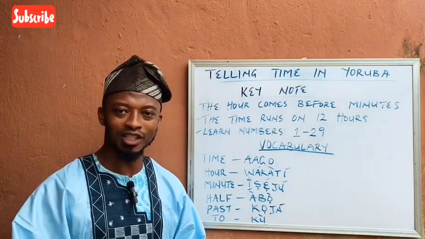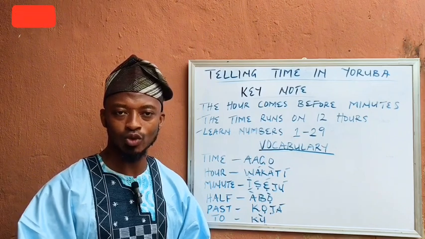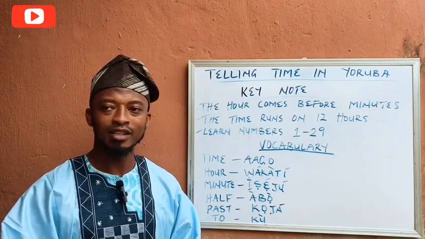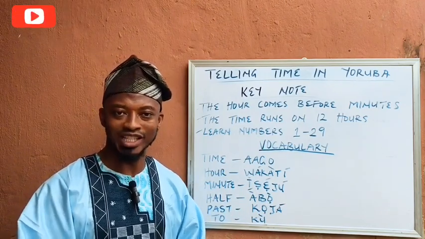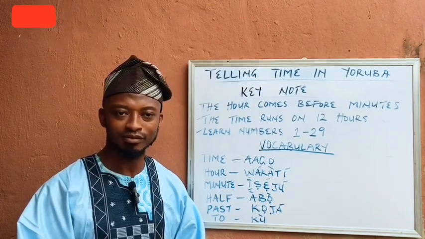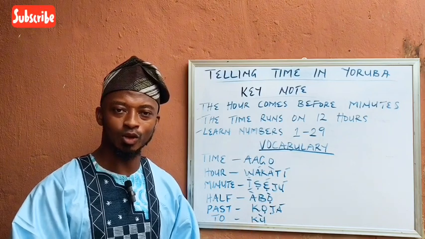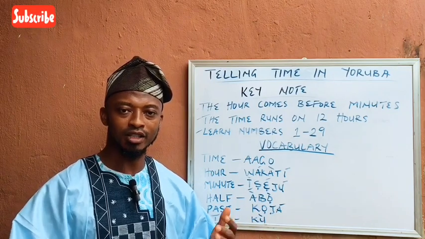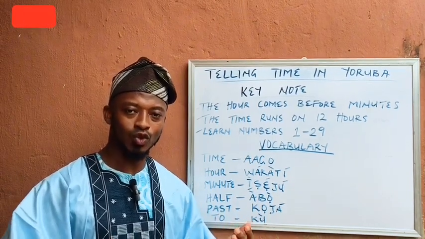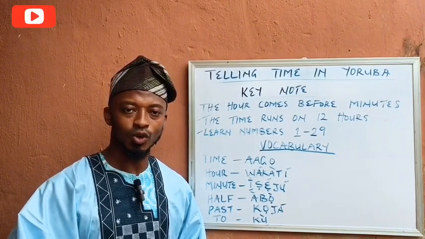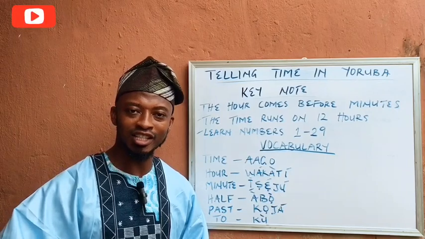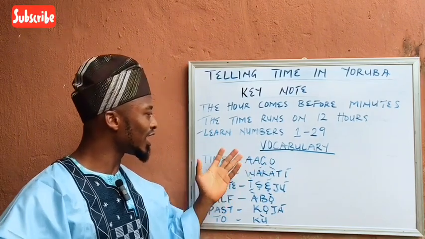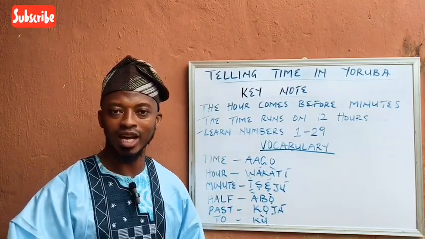The second thing you need to take note of is we say our time based on 12 hours, not 24 hours like they do in some countries. And the third point is you just have to know your numbers 1 to 29 to tell time correctly in the Yoruba language. Before now, I've had a video on this channel where I taught how to count numbers 1 to 30. I did it in 3 parts: numbers 1 to 10, numbers 11 to 20, and numbers 21 to 30. So just go to the playlist, counting numbers in Yoruba language, and you will see how to learn these numbers 1 to 30. As long as you know your numbers 1 to 30, it's easy for you to tell time in Yoruba language.